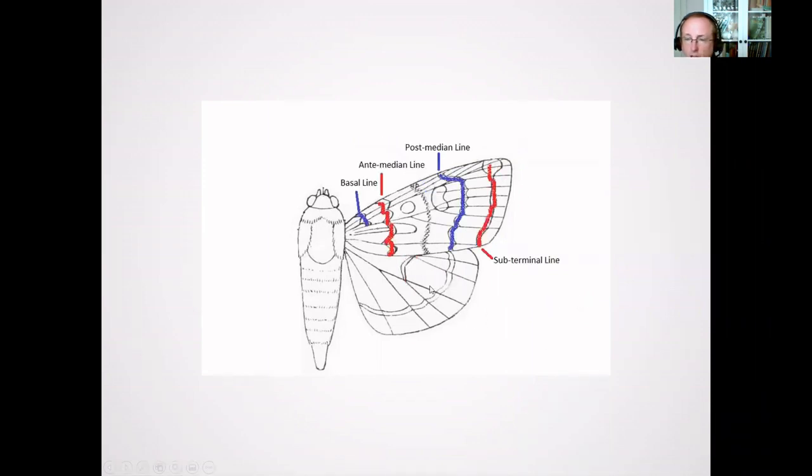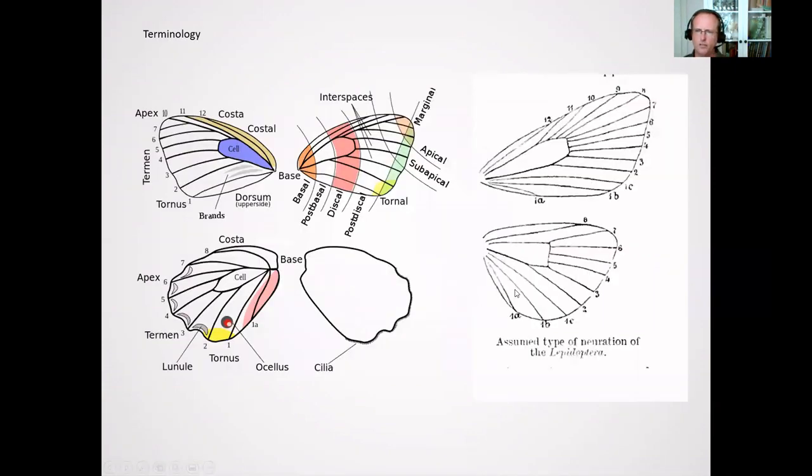In terms of lines, if you think of the middle as being the median line, post-median would be after the median, anti-median is before the median, and then if it's near the base, it's a basal line, and if it's near the edge, it's a subterminal line. So just before the termen is a subterminal line. Terminal line would be one that was actually along the termen. So there's some technical stuff.